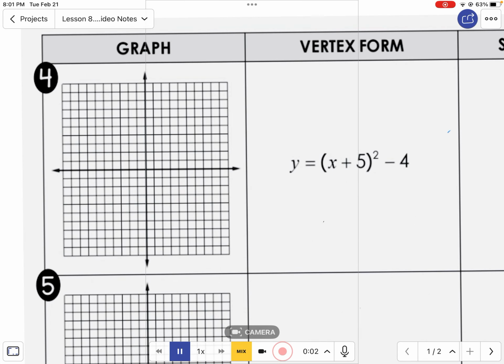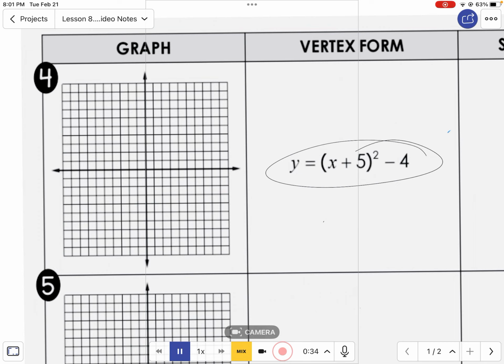Hello there, everybody, and today we're going to be working with vertex form, standard form, and the factored form of a quadratic equation. So these are the three main forms of how quadratic equations can be written.